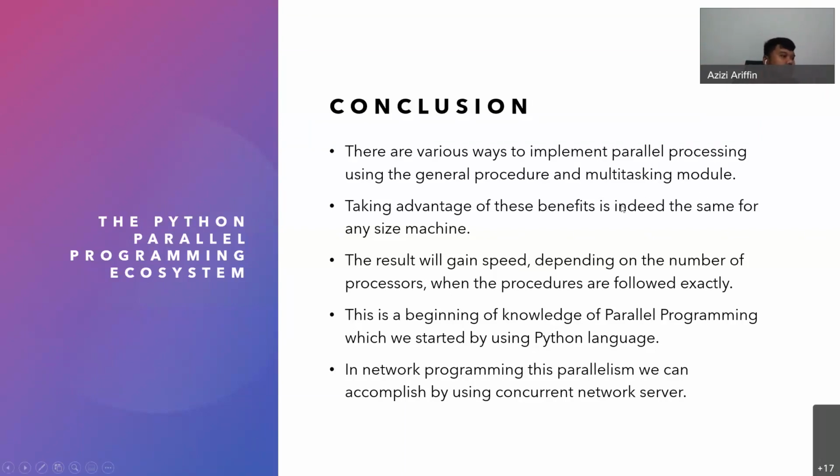So taking advantage of this benefit is indeed the same for any size machine. And the result will gain speed depending on number of processes when the procedure are followed exactly. So this is the beginning of knowledge of parallel programming, which we start by using Python language. So in network programming, this parallelism we can achieve by using concurrent network server. So maksudnya kita boleh either using threading ataupun multiprocessing punya library dalam Python. Right, so let's conclude what we have learned for today. Any question from you guys before we end our session?